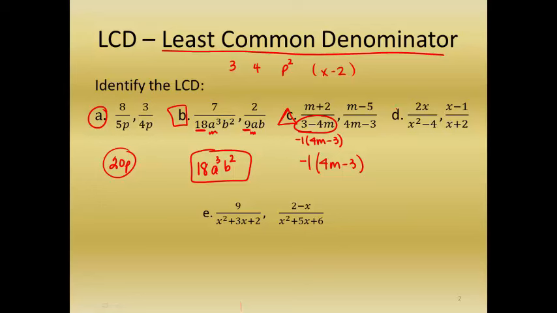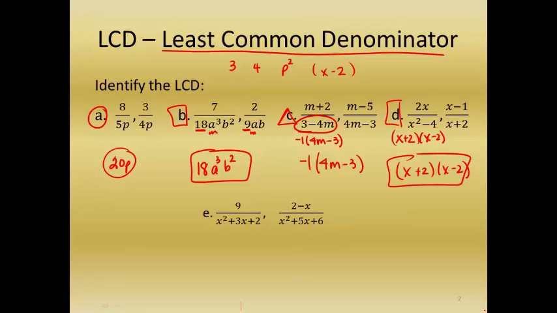In the last one, I have an x squared minus 4 and an x plus 2. Well, x squared minus 4 is actually x plus 2 times x minus 2, which means that I need to represent an x plus 2 and I need to represent an x minus 2. So my least common denominator for these two is x plus 2 times x minus 2.